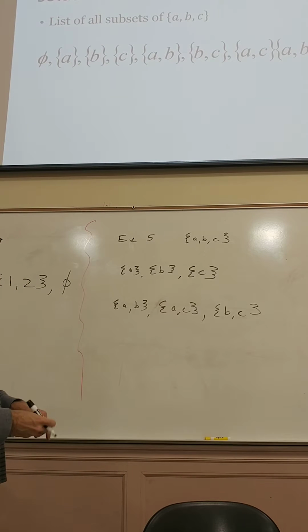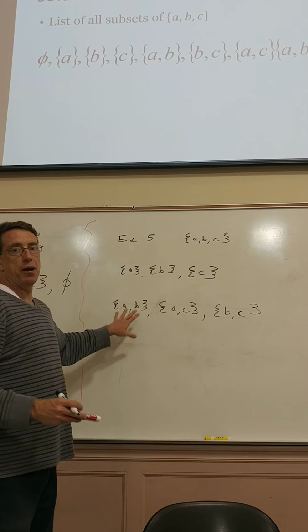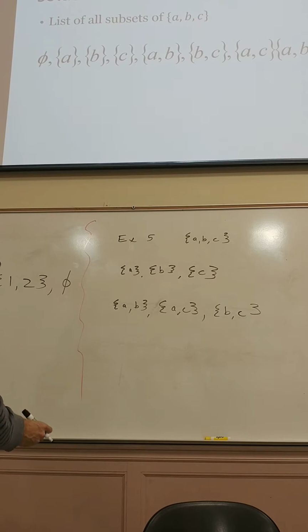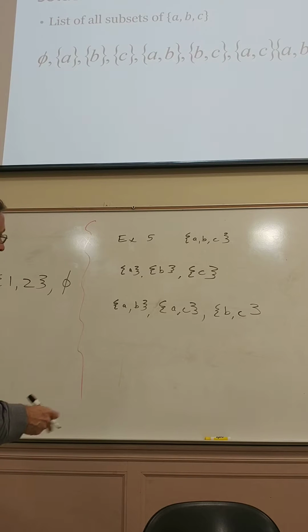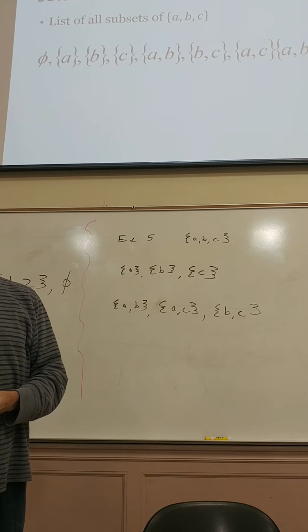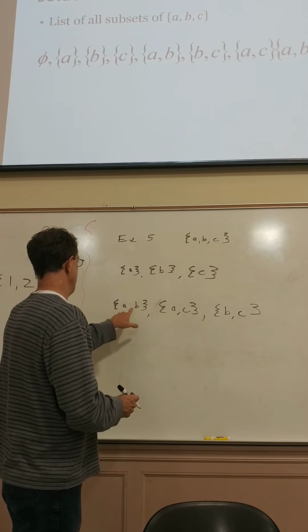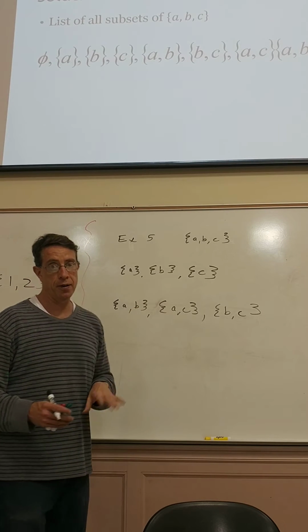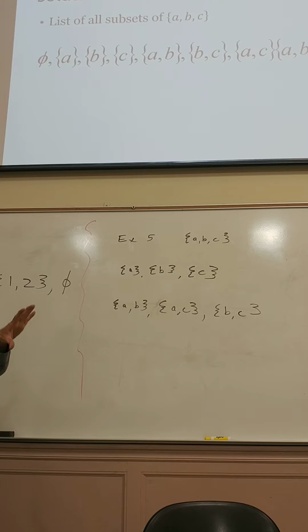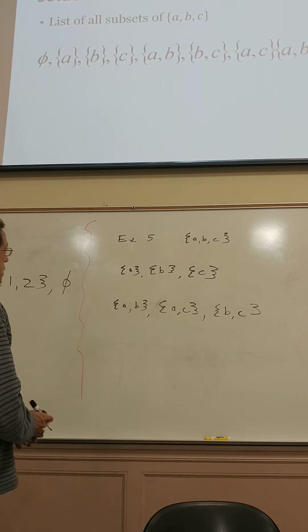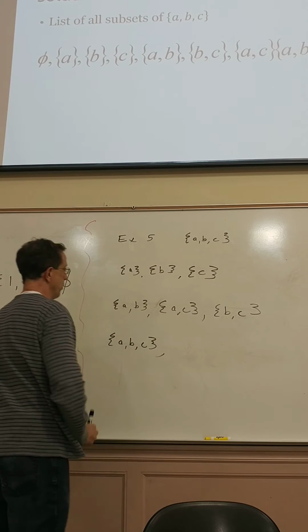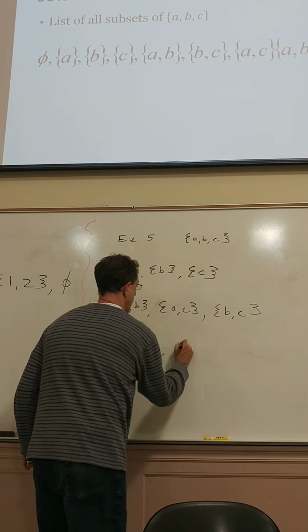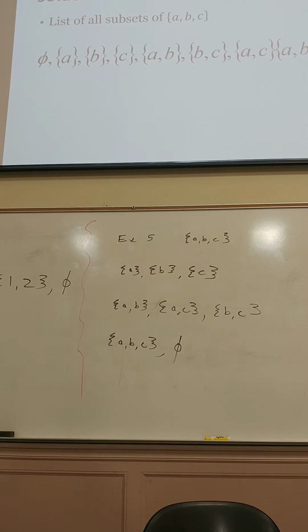Order is not a factor here, so the set AB is the same as the set BA, so you don't count those twice, because you could flip the orientation and come up with new sets, but that's basically the same set. So the orientation of the elements within the set has no bearing. And then of course, to finish out, you would have ABC and the empty set.